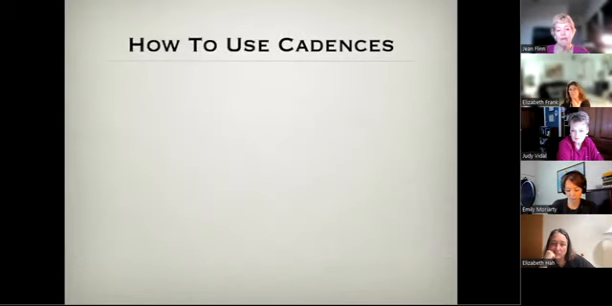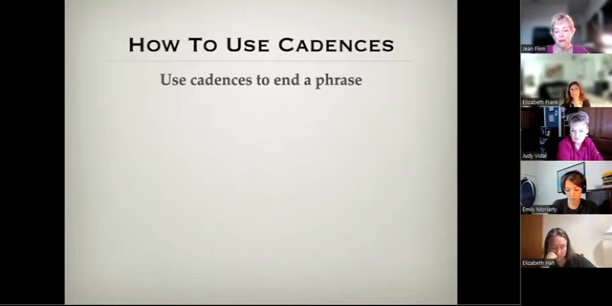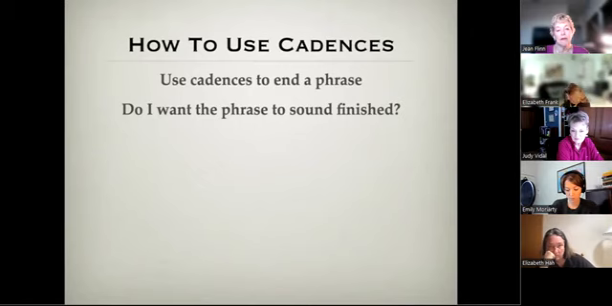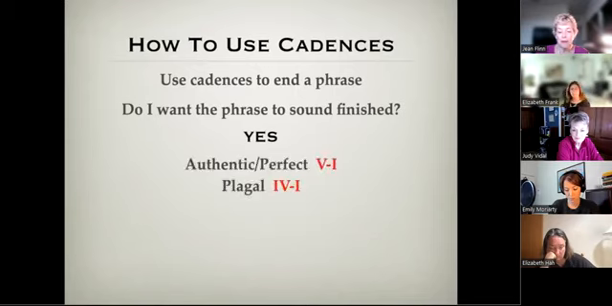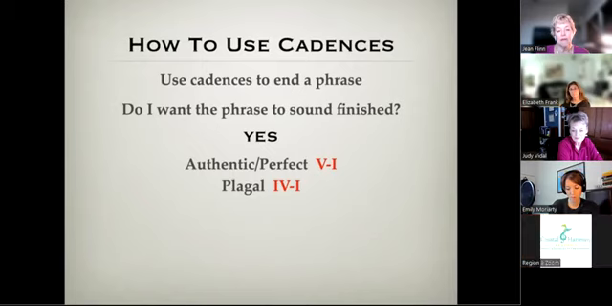So how do we use cadences? Well, we use cadences to end a phrase in our music compositions, and we need to ask this question: do I want the phrase that I'm writing to sound finished or not? If the answer is yes, then we choose a finished cadence, and you've got two options: the authentic and perfect, or the plagal. Now, usually you will use the authentic and perfect. You'll use 5 to 1, but sometimes you may want that more gentle sound of the plagal.